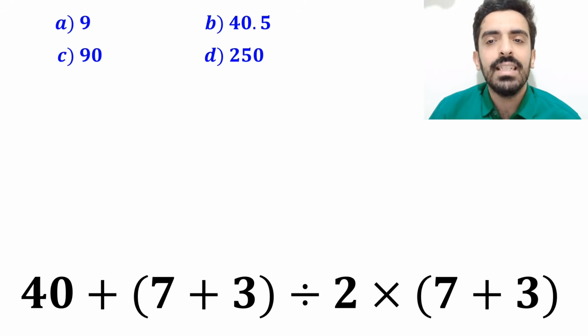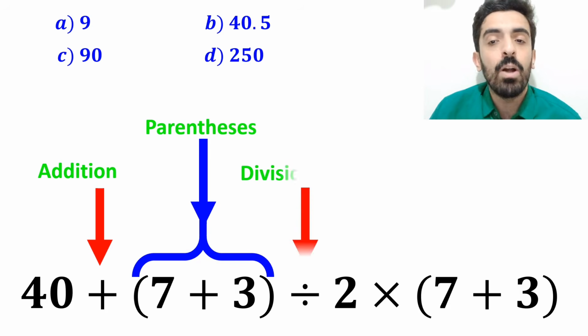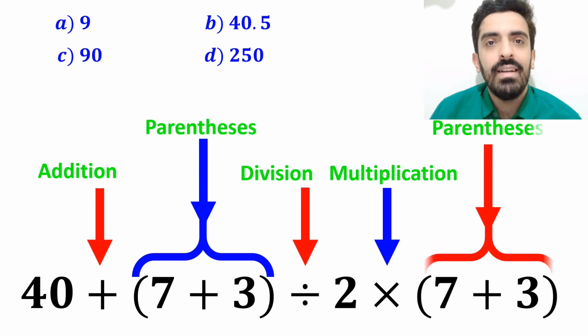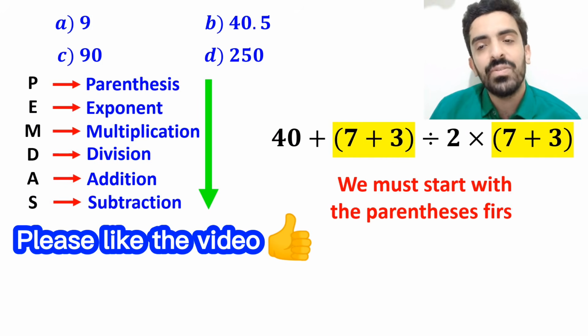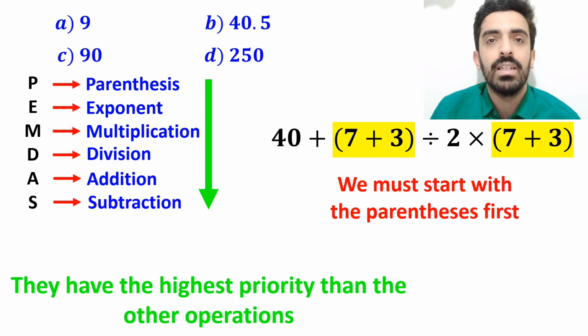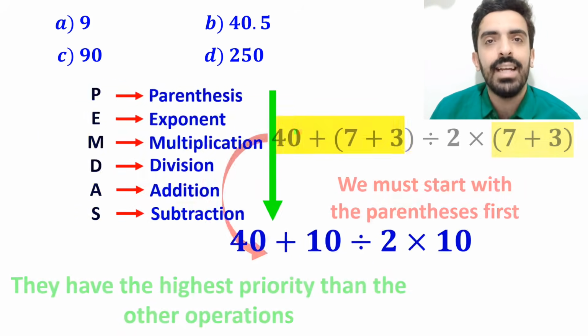Okay, as you can see in the image and this expression, first we have an addition sign, then parentheses, followed by a division sign. After that, we have a multiplication, and finally another parenthesis. We must start with the parentheses first because they have the highest priority over the other operations. So, this expression simplifies to 40 + 10 ÷ 2 × 10.